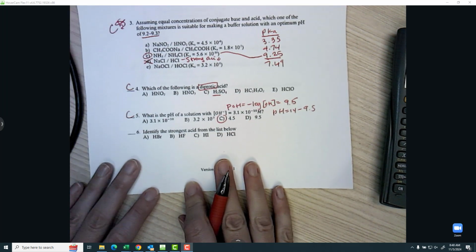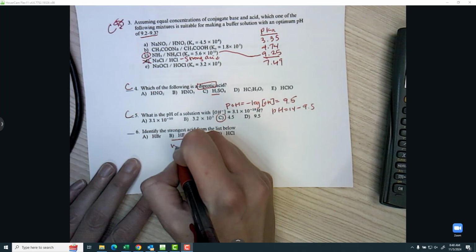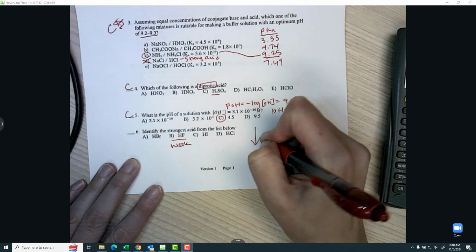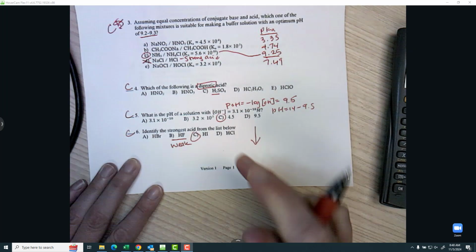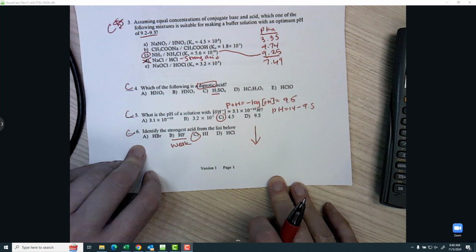The strongest acid from the list below. In this case, I know HF is a weak acid, so they must increase as I go down. So I'm just looking for whichever is lowest on the periodic table of the halogens, which is iodine.